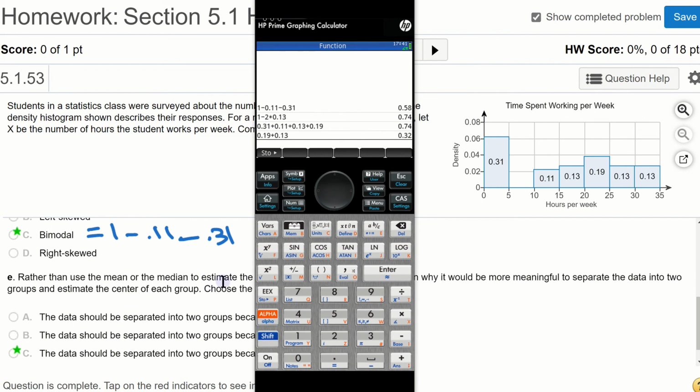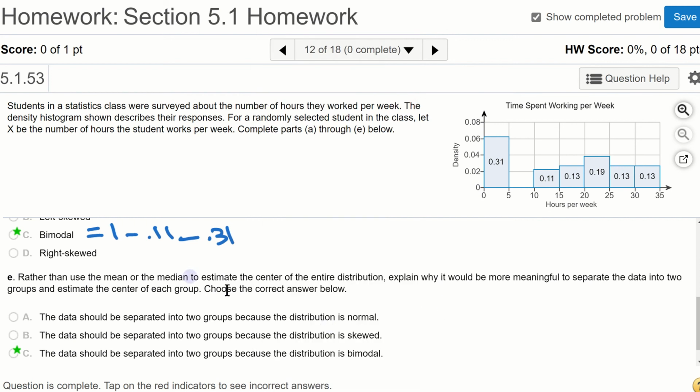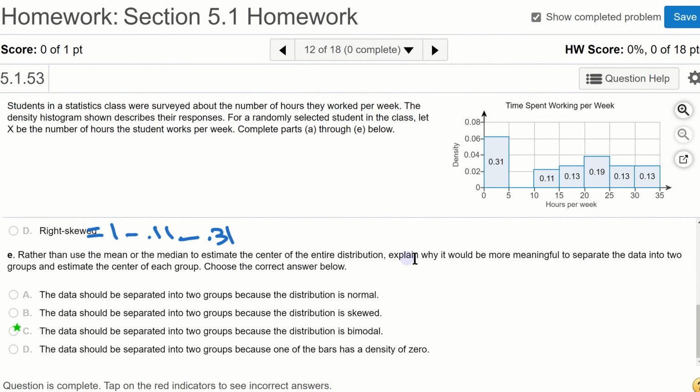Rather than use the mean or the median to estimate the center of the entire population, explain why it would be more meaningful to separate the data. Because we always do that with bimodal. That's always the best thing to do with bimodals, because it'll make more sense. Because there's usually a reason why it breaks up into two different mounds, right?